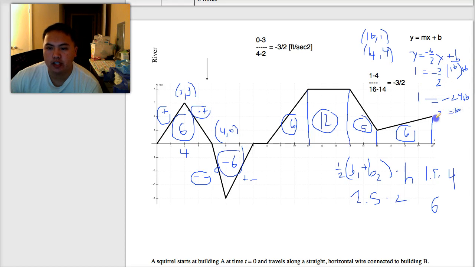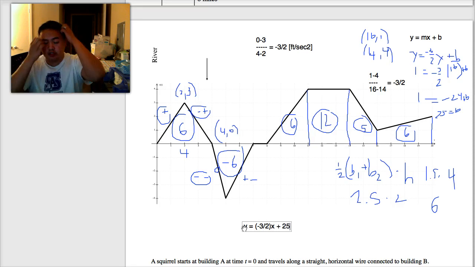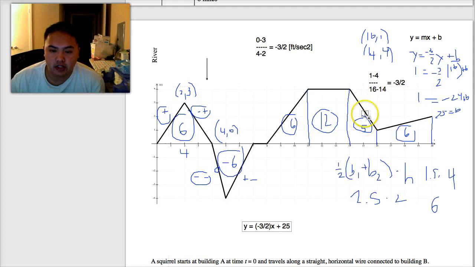So the equation of this line, just this line right here, his velocity right here is, I know I'm running out of space here, I'll write right here, y equals negative 3 over 2 x plus 25. So that's the equation of this line. And that's velocity, right? This is velocity.